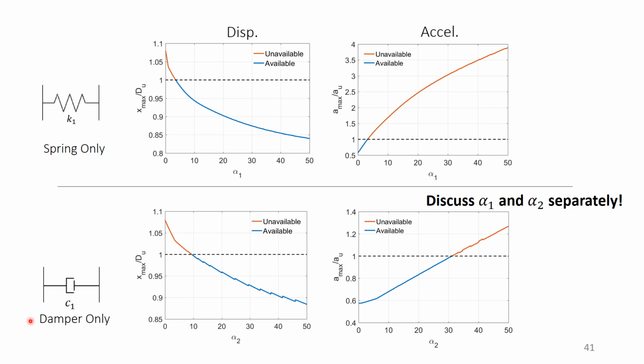And similarly, if we use damper only as the displacement restraint mechanism, we can see that the displacement response will decrease and the acceleration response will increase as the value of alpha 2 increases. So we can see from this slide that if the value of K1 and C1 is bigger, the displacement response can be restrained more effectively. However, the acceleration response will be big, which also has to be noticed.